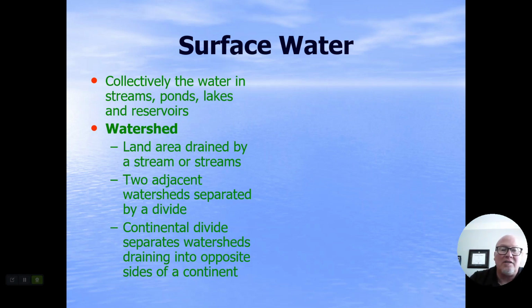Two adjacent watersheds separated by a divide, you'll end up with water going in opposite directions. The continental divide separates watersheds draining into opposite sides of the continent. And you can also have two river basins, with water moving into the two river basins, and it all depends on the direction of the water flow.